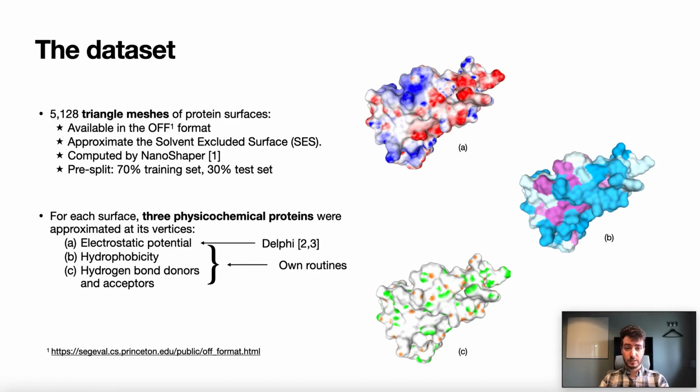As a first property, we consider the electrostatic potential, probably the most familiar property of the 3 here considered. We computed it by using the Delphi finite differences-based solver, in a version integrated with NanoShaper. As a second property, we consider the hydrophobicity, which tells us which regions of a protein are more friendly with water and which not. Hydrophobicity is a piecewise constant function, resulting in the patchwork pattern shown in figure B. As a third and final property, we consider the presence of hydrogen bond donors and acceptors, which tells us where the protein is more keen to behave as an acid or a base. This property results in the spot pattern that can be observed in figure C.